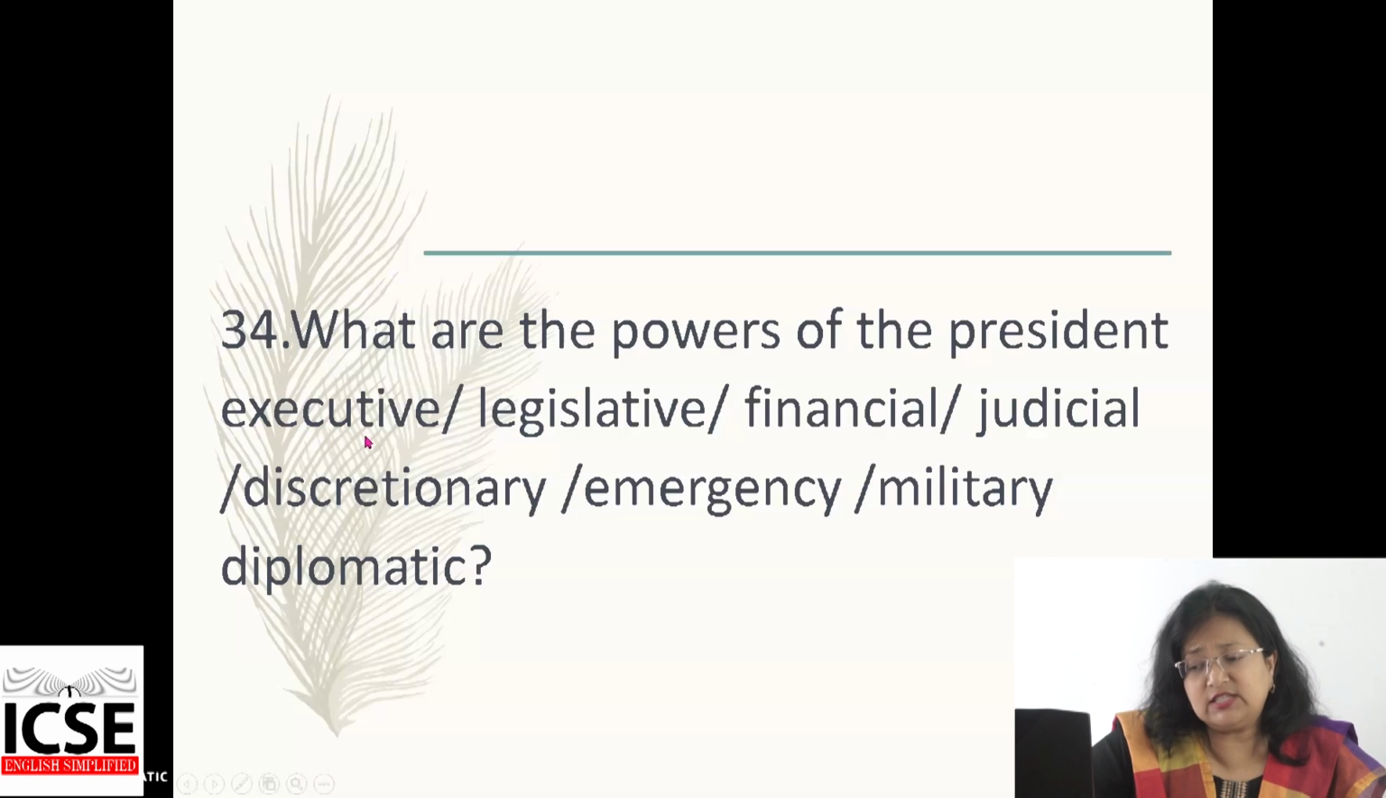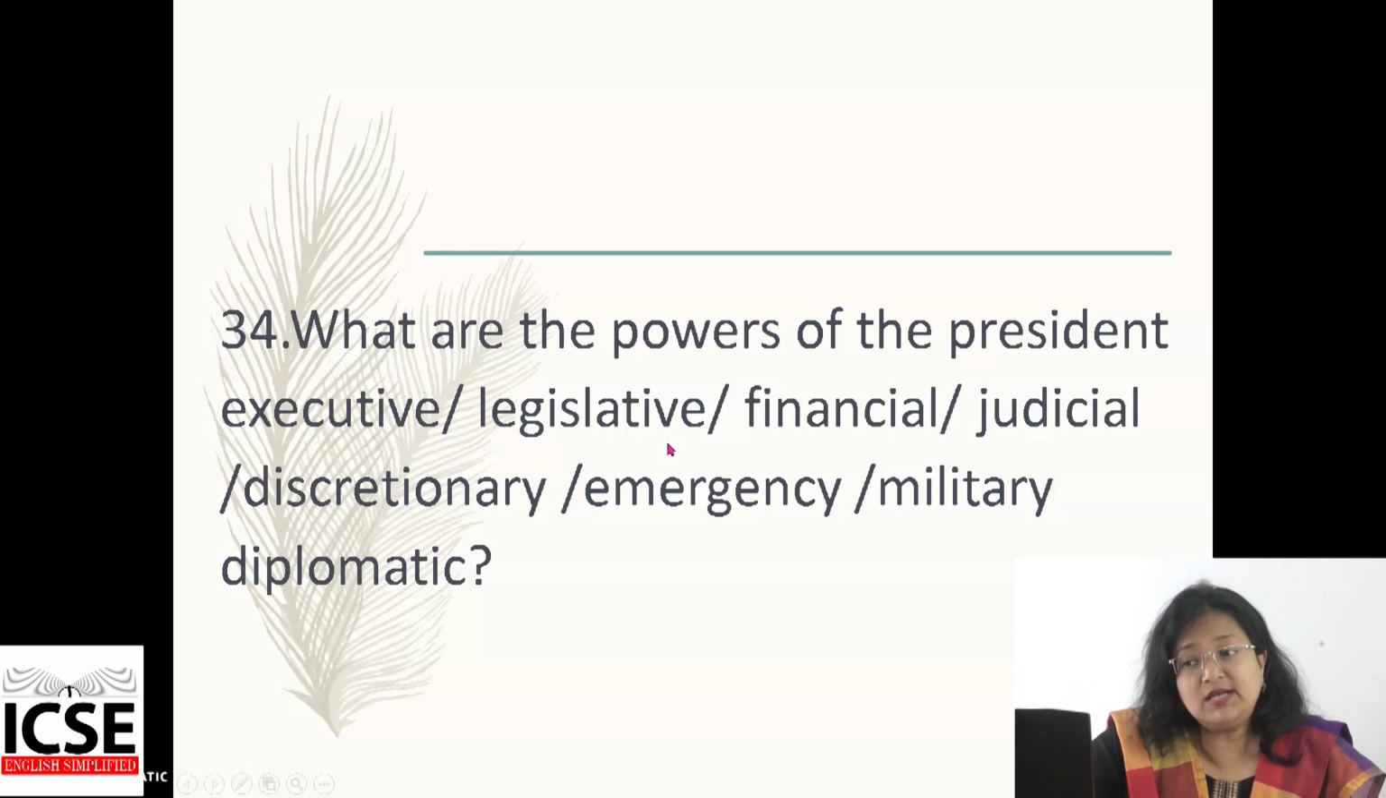So the executive powers of the president means he's the head of the union, and the administration of the union territories is carried out in his name. Executive means because he's the boss, he's the head, he can make important appointments, like he can appoint the governor, he can appoint Chief Justice of India, or he can appoint the Attorney General. So all these come under executive powers. You cannot mix and write something else.